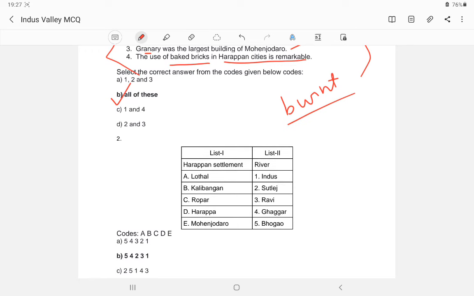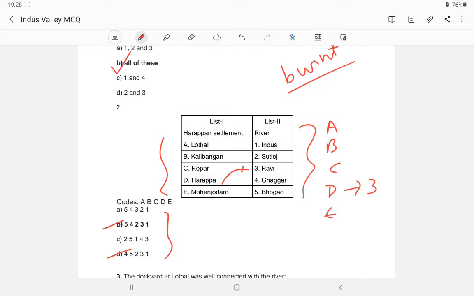Next, match the column: Lothal, Kalibangan, Rupar, Harappa and Mohenjo-daro. In this type of question, just pick out one site that you are confident about. Harappa is D, and D will always be 3. So you eliminate the options where D is not 3, and only B and D remain. Next, Mohenjo-daro is on the Indus River, that is E, which is 1. Next, Kalibangan is on the Ghaggar, that is B, which is 4. So the answer is 5 4 2 3 1.